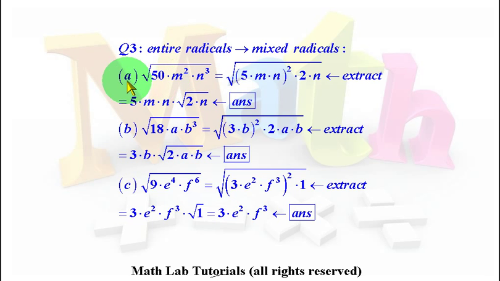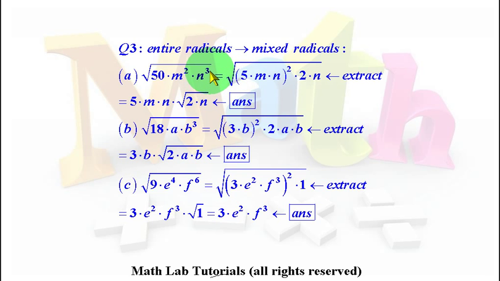Again, more of the same thing. Question 3a. We have the square root of 50m squared n cubed. And what I do is open up a large square root, open up empty bins, raise to the power 2, and leave this blank. Now 50 can be rewritten as 25 times 2. The square root of 25 is 5. Drop it inside the bin. M squared, the square root of that is m. Drop it inside the bin.